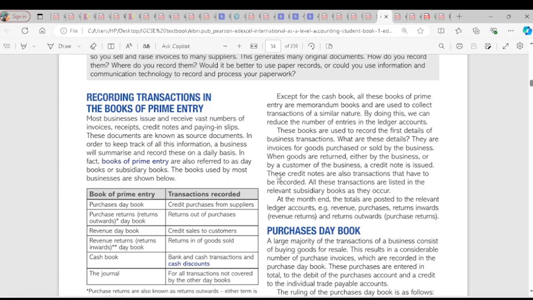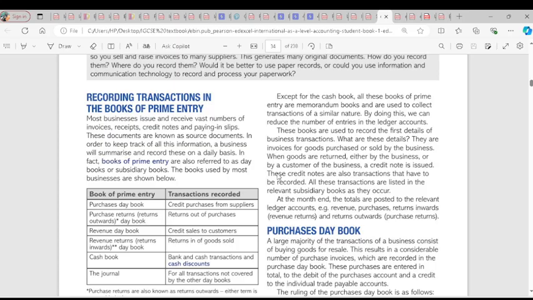A source document is a document that represents the transaction between you and other businesses, or between the business and the customers. I think the point is clear. So we go to books of prime entry. Why do we call it books of prime entry? We call it books of prime entry because this is where the transactions of the business are recorded for the first time before they are transferred or entered into the ledger.